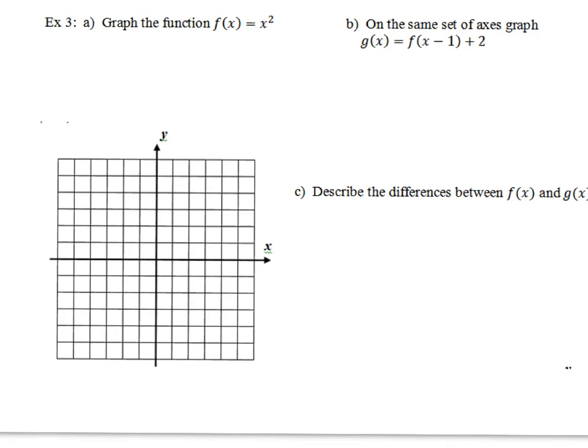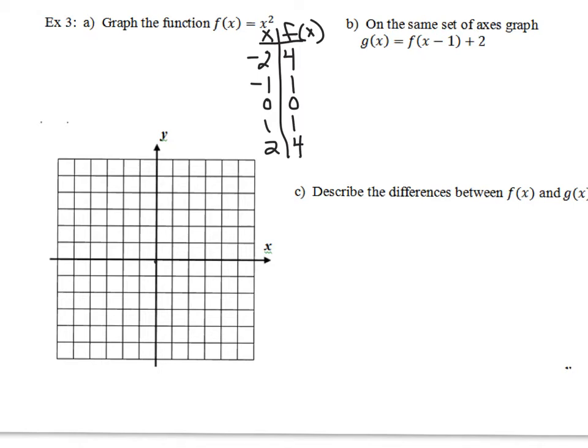In example number 3, let's go back to our parent function f of x equals x squared. I'm going to make a table of values for that one so that we can get some exact coordinates for the new graph as well. So for example, when x is -2, -2 squared is 4. When x is -1, -1 squared is 1. When x is 0, my y value is 0. When x is 1, I square that and get a 1. When x is 2, I square that and get 4.